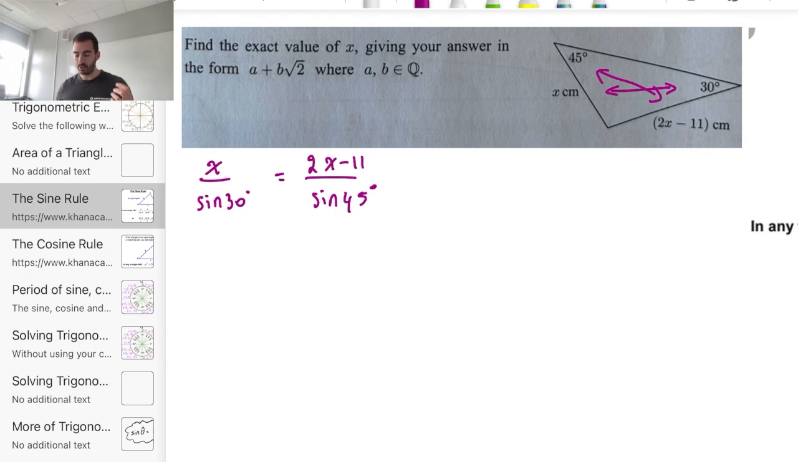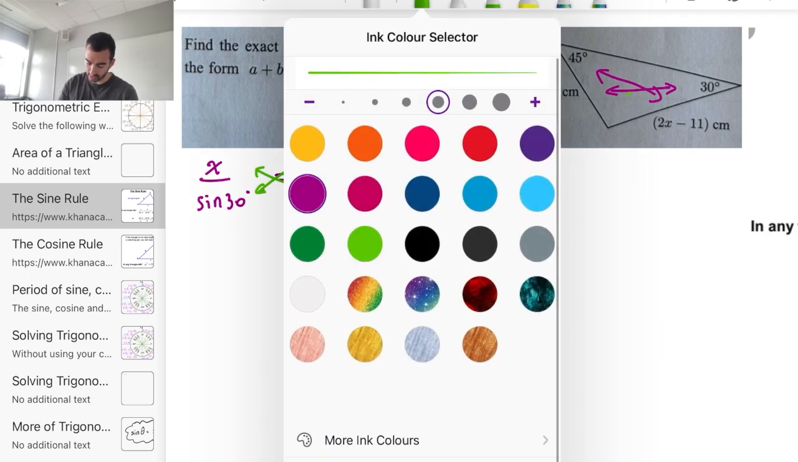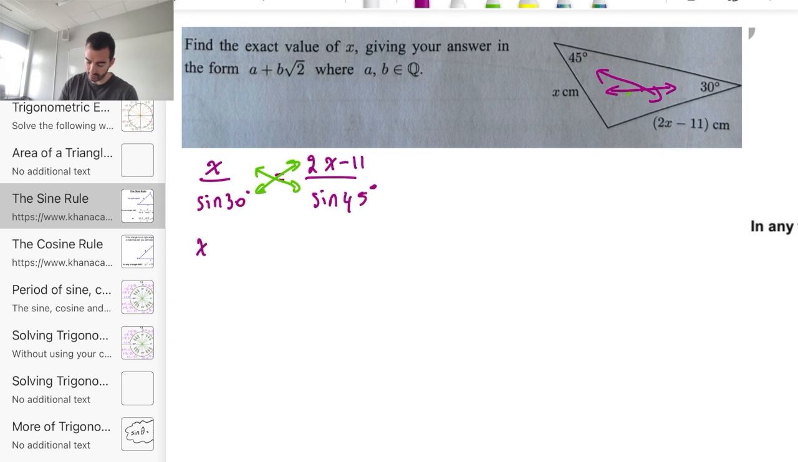So using the sine rule, we have those two ratios equivalent to each other. We need to find x, and we have to write our answer in the form a plus b times root 2. I'm going to start with cross multiplication. This is my cross multiplication over here. I'm multiplying those together. So I will start with x times sine 45, is equivalent to 2x minus 11 times sine 30.